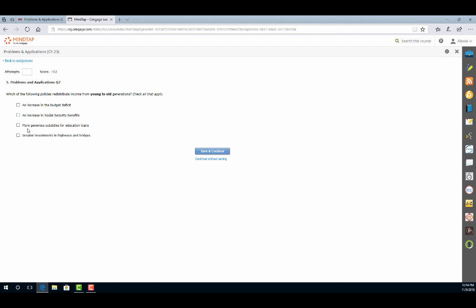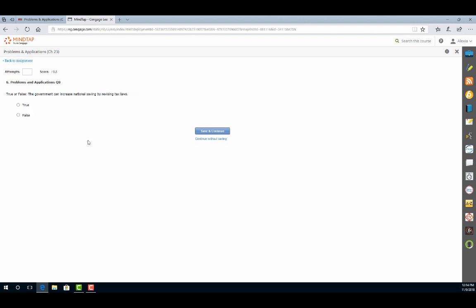And then the next two, more generous subsidies for education loans, greater investments in highways and bridges. So again, this question is asking about policies that would redistribute income from young to old generations. So be careful on those last two that you're given.